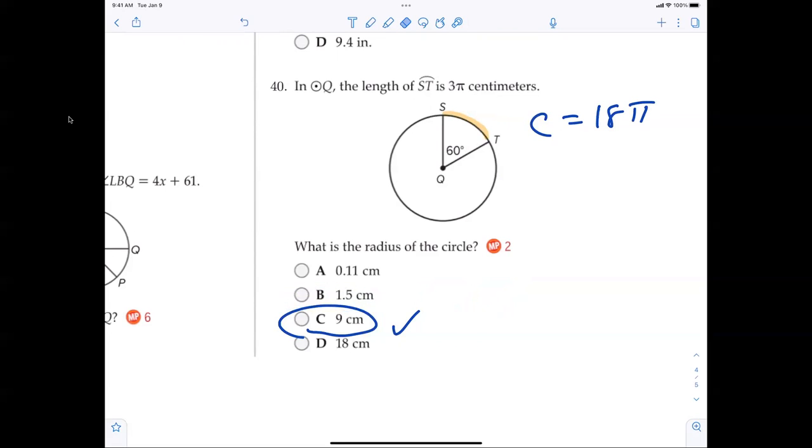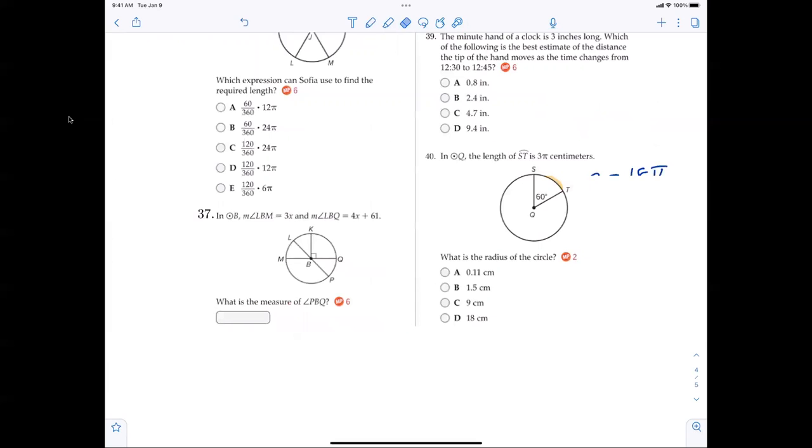They're always going to give you a fractional part. To me, it was easier to just take the fractional part and convert it to a whole circumference. And then you could quickly figure out what the diameter or the radius was. All right, let's take a look at 35.